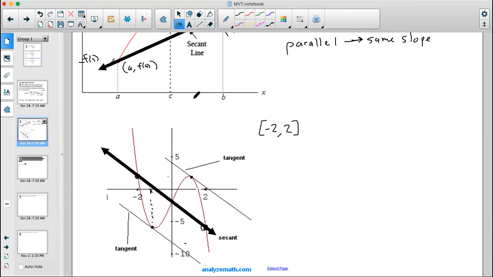Nope. One right here, and one right there. So there are these two places where these tangent lines are parallel to the one that's in between the ends. So the mean value theorem says.